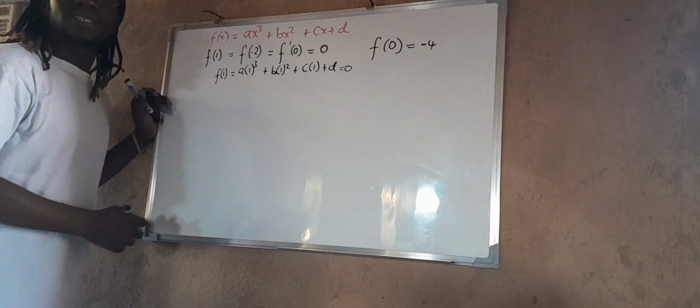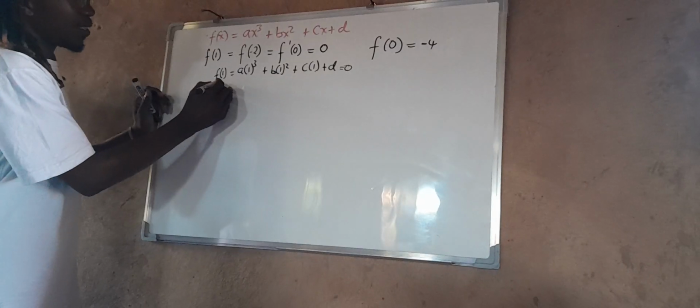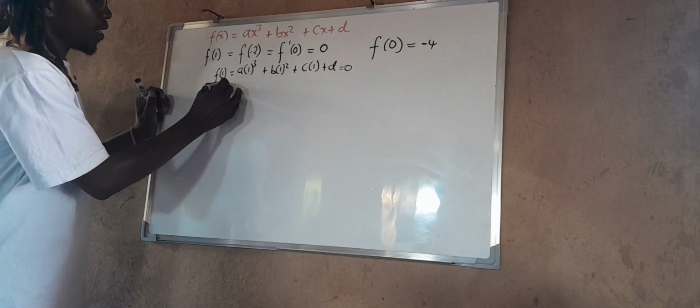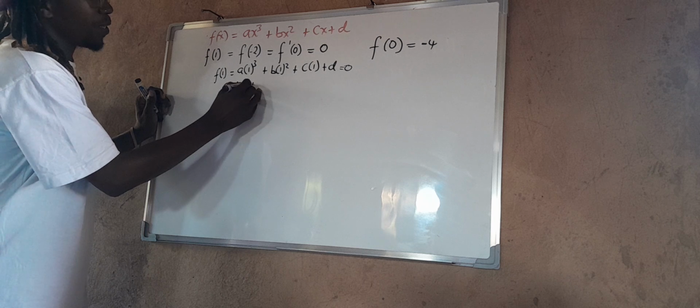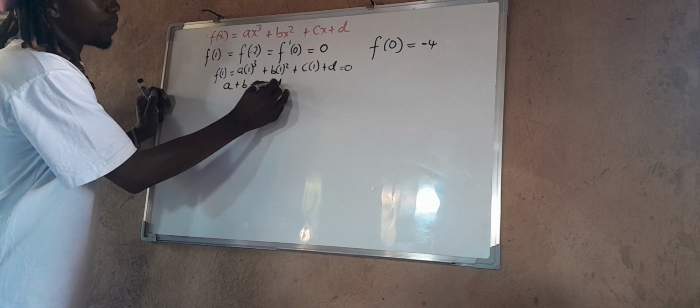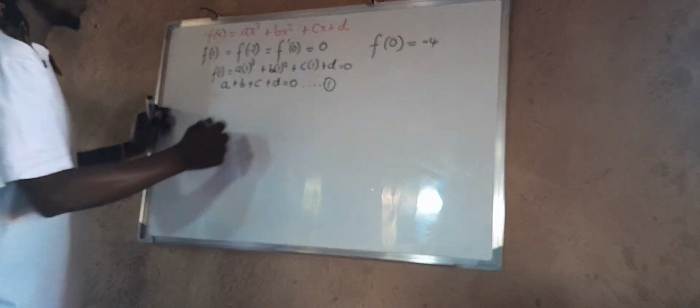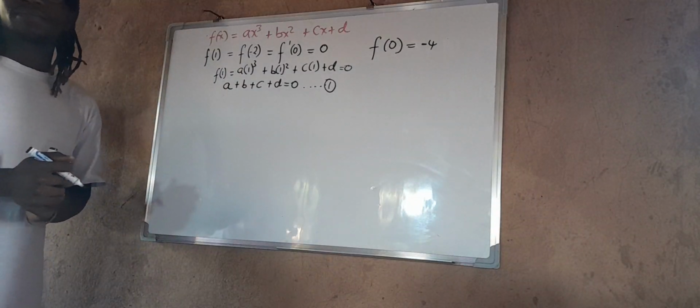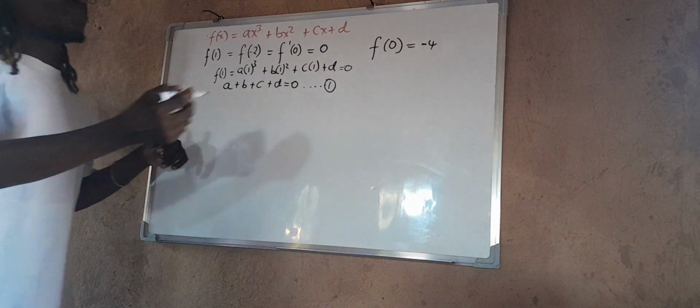So it means that f at 1 is equal to a times 1 cubed plus b times 1 squared plus c times 1 plus d is equal to 0, right? So it means that this becomes a plus b plus c plus d is equal to 0. So this is one of our equations that we saw from this, right?